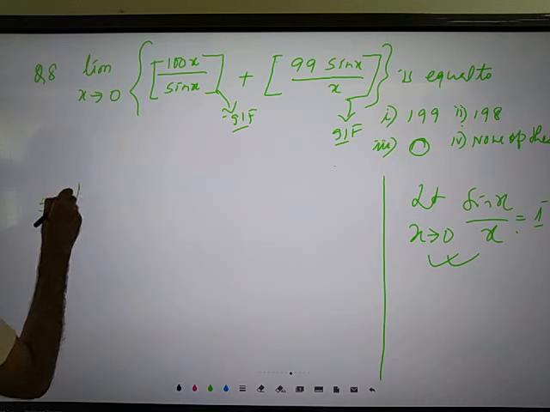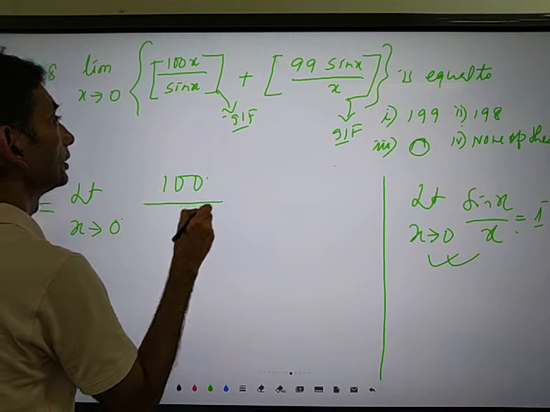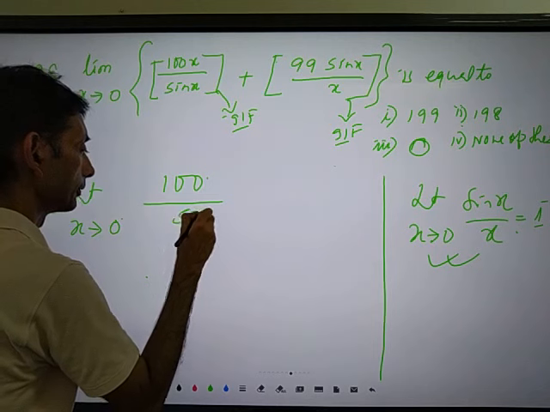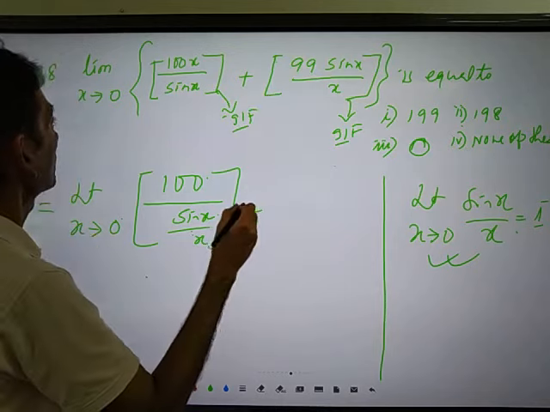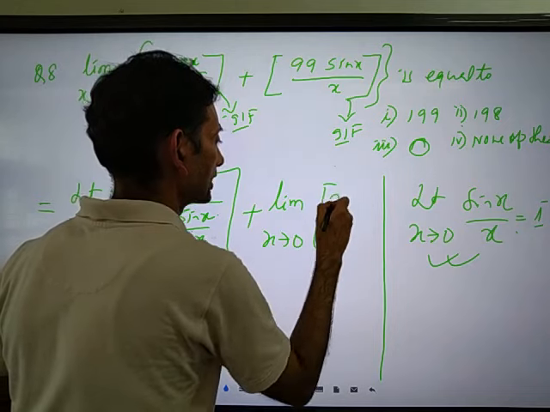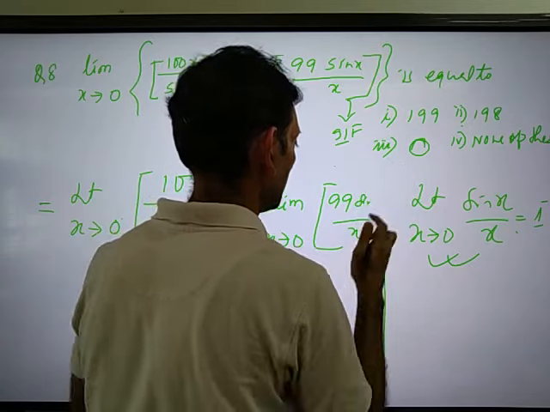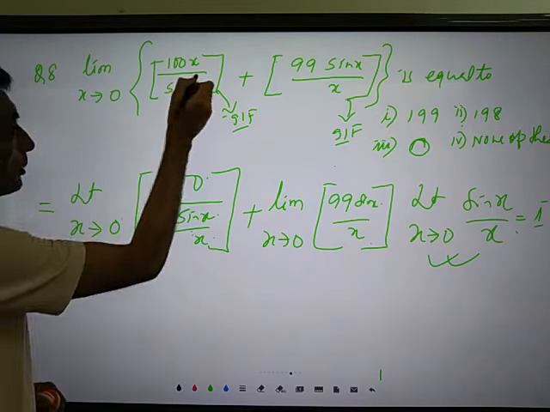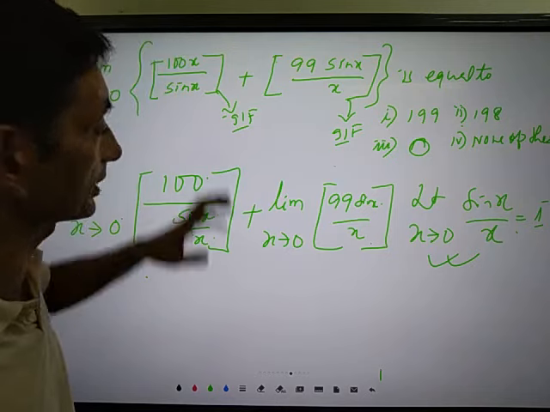Let's write the expression like this: limit x tends to 0 of 100 sin x by x. You can just write the expression like this, plus you can take the limit on the other term, limit x tends to 0, sin x by x. You can just leave it like that. Instead of writing x by sin x, you can write sin x by x. In fact, you can also solve these sums in the pattern of x by sin x.